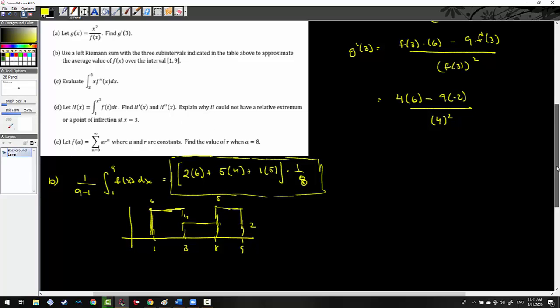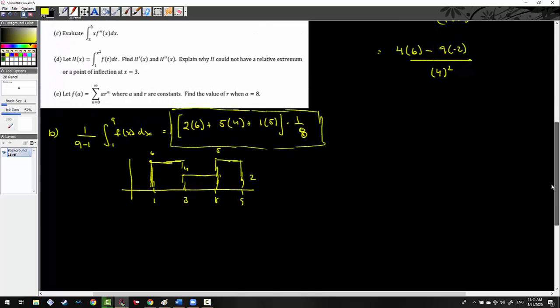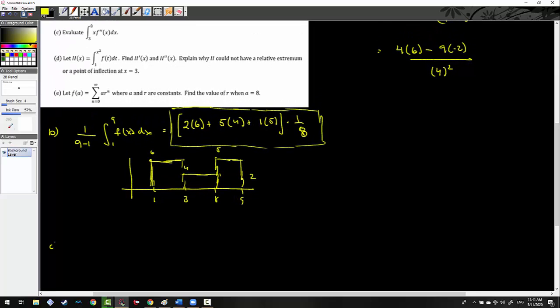Okay, let's go ahead and move on to part C. Part C, it says we have to evaluate the integral from 3 to 8 of x times f double prime of x dx. When you see two functions that have no relationship to each other and they are being multiplied, you need to think integration by parts, u and du. X is u, du is 1. I'm hoping you guys are comfortable with this already. F double prime of x is dv, and v is going to be f prime of x.